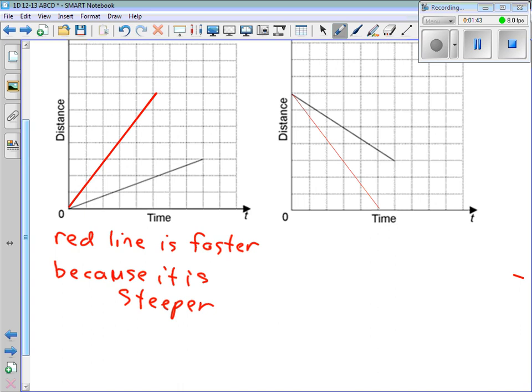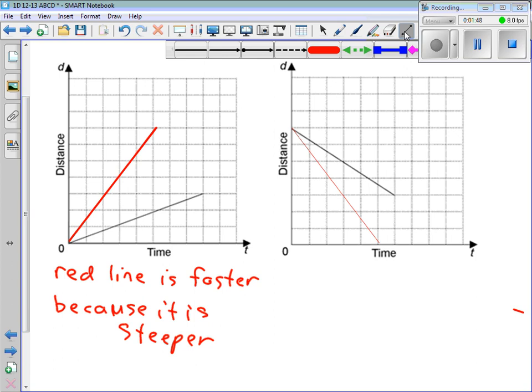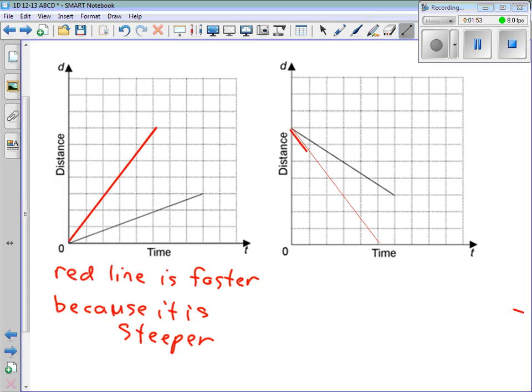Now, what about in this second graph over here to the right? Again, I'm going to try to make my red line a little bit bigger here, a little bit darker, kind of like that. Okay. In this one, which person is going faster, the red person or the black person? Cool. Why do you say the red person? Red line is faster. And because the line is steeper, because it is steeper.